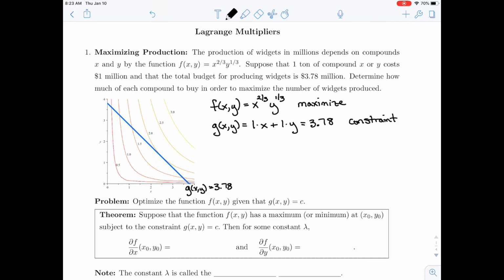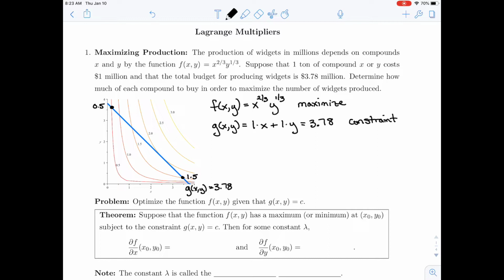For example, if we choose a small x and a large y, you can see that we're on that red level curve, and the production level will be 0.5 million widgets. But if we choose, say, a larger x and a smaller y, then we can produce 1.5 million widgets along that orange level curve.